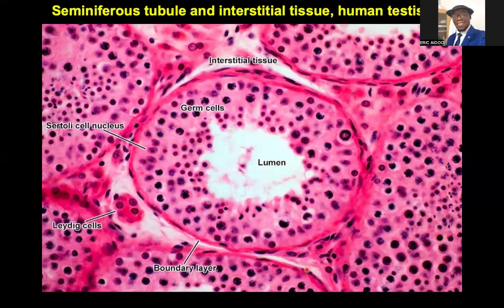At a lower power relative to what we just saw, this is an outline of one seminiferous tubule. That's the lumen. That will be the boundary layer with the myoid cells, the flattened cells. This will be another seminiferous tubule. There's another one there, another one there, and another one here. The interstitial region here contains one Leydig cell. Remember, Leydig cells are not found within the seminiferous tubule. It's rather Sertoli cells that you find in the seminiferous tubule.